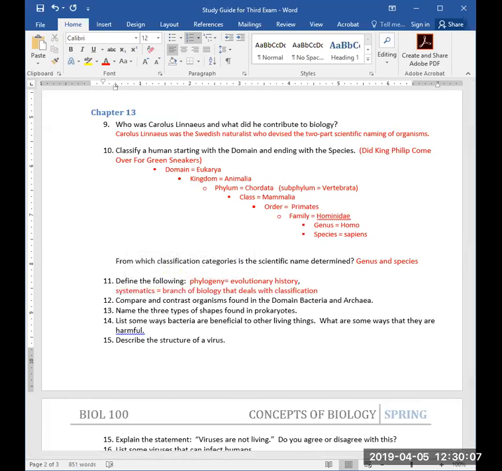Okay, compare and contrast organisms in bacteria and archaea. And I did define it, you're right. It deals with classification, and I'll put reconstructing phylogeny. Okay.